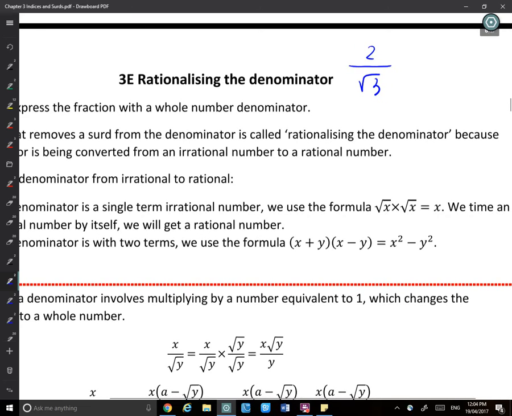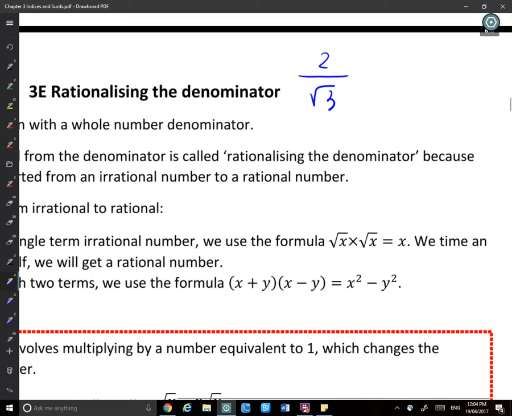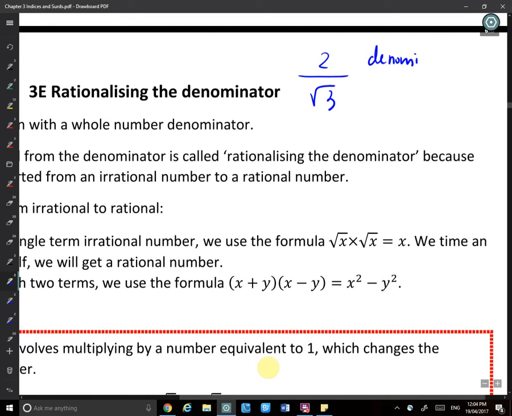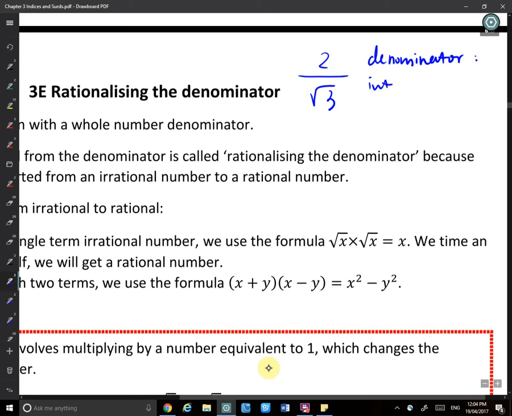So why are we doing this? 2 on root 3 is still a correct number. There's nothing wrong in itself with this number. But people would like to see the denominator as a whole number. That's something we look for later in the course, like in math methods. If you learn math methods, all the questions will require you to give the denominator as a positive integer.